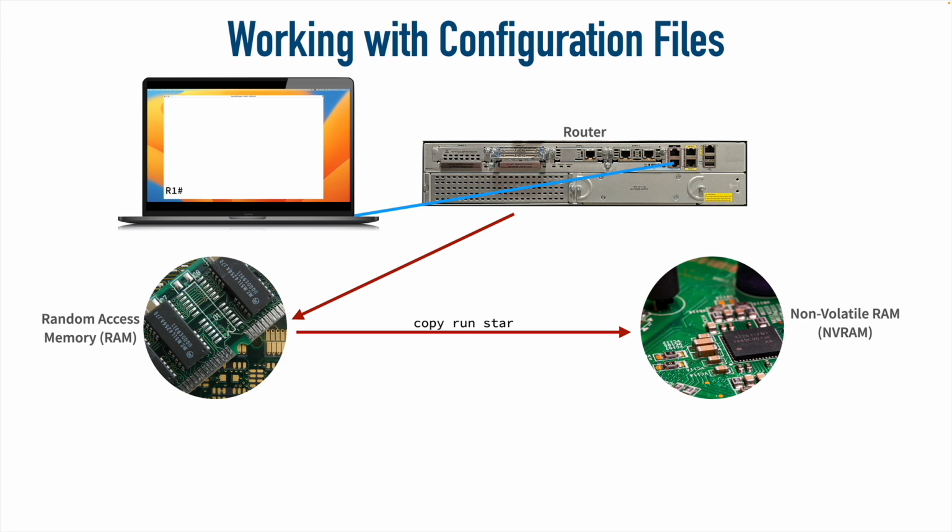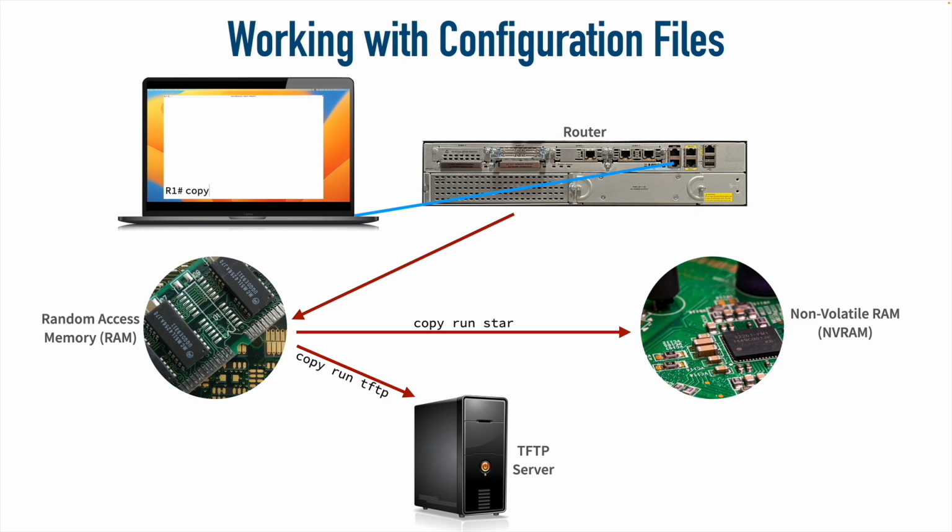To illustrate how we would copy to an external server, let's see how to back up our running config and our startup config to, let's say, a TFTP server. What we could do to copy our running config to the TFTP server is simply say copy run TFTP. Then we would be prompted for the IP address of the TFTP server. We would be prompted for the file name we wanted to use. And similarly, if we wanted to copy our startup config to the TFTP server, we could simply say copy star TFTP.